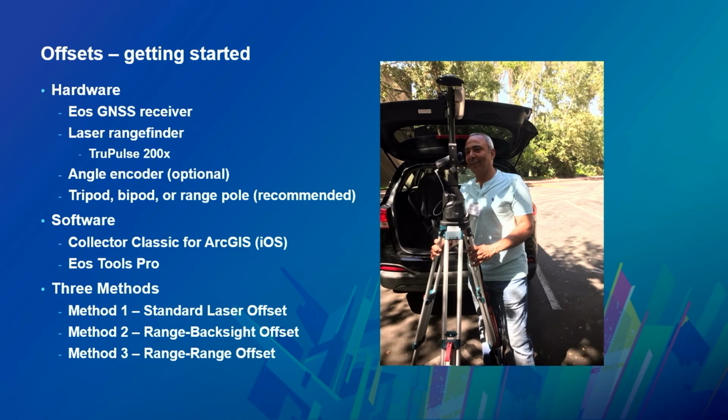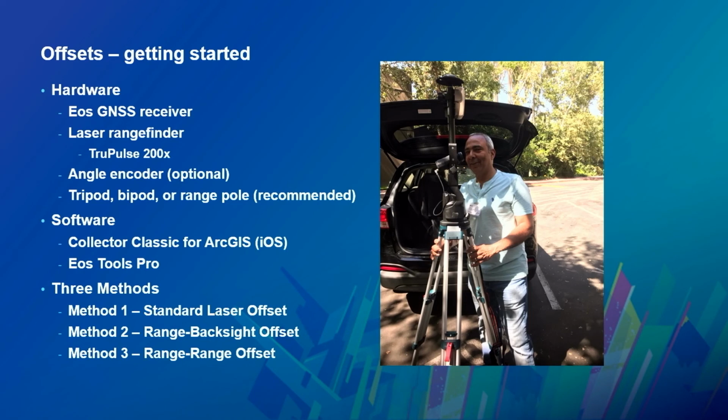It would need a laser rangefinder. In the case of using iOS, we have an angle encoder, because this particular rangefinder doesn't have a built-in compass to get the azimuth. That setup you see in the picture, we actually have back in the office. It kind of looks like a total station type of setup with the receiver on the top. So it's for Collector Classic for iOS, and it uses the EOS Tools Pro app. We use app integration from Collector to EOS Tools Pro, and I'll show a demo of how that works.